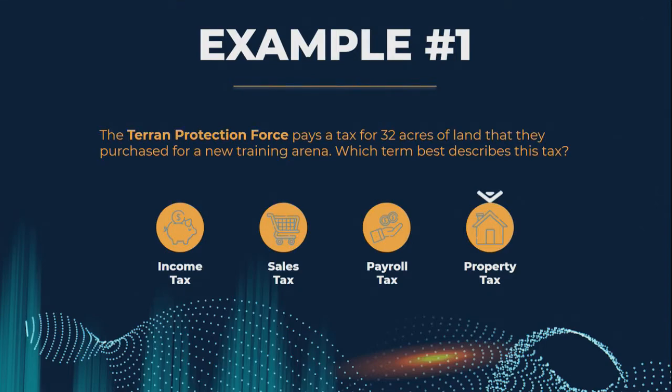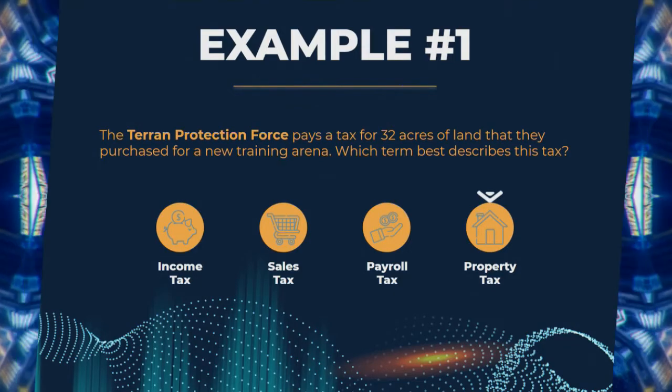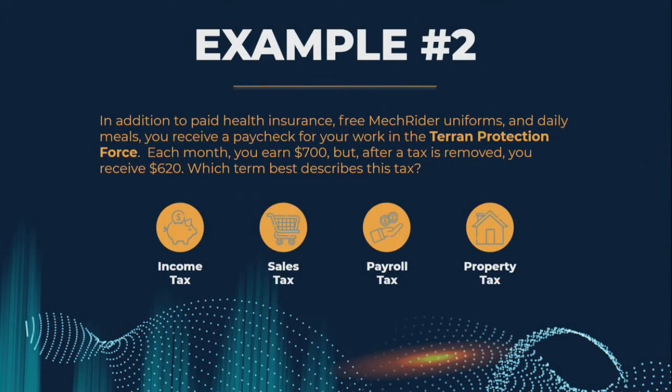All right, so if they buy land for whatever reason, if they own that land, they're going to pay a property tax. Example 2. I'm going to go right to the question again. Which term best describes this tax? All right. In addition to paid health insurance, free mech rider uniforms, and daily meals, you receive a paycheck for your work in the Terran Protection Force. Each month, you earn $700, but after a tax is removed, you receive $620. Which term best describes this tax?